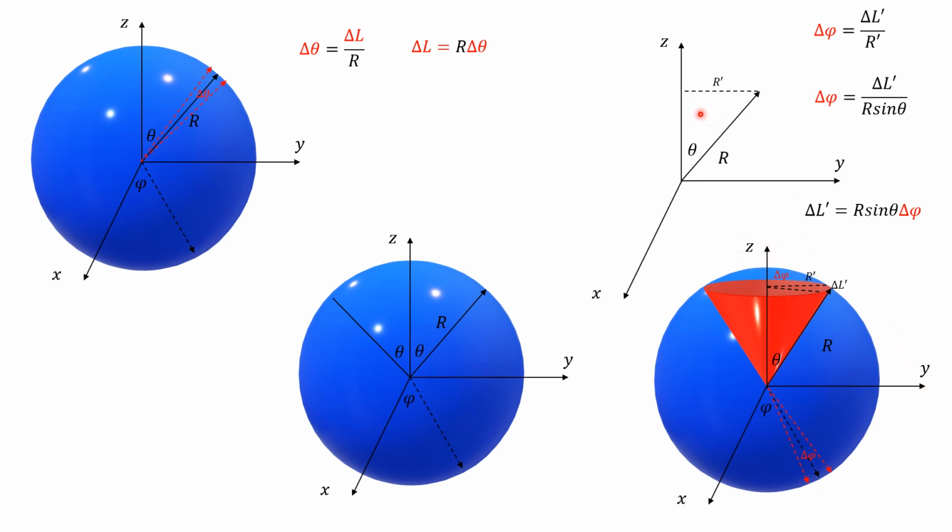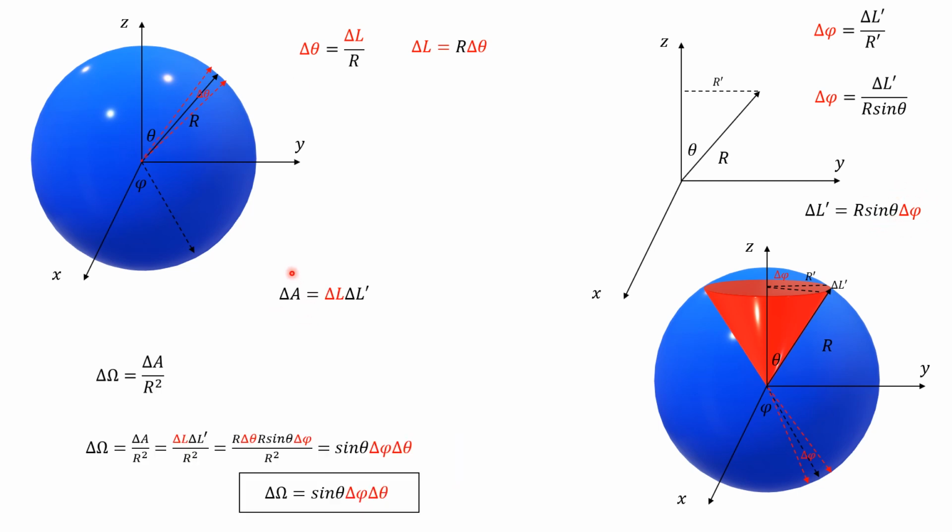So it's very straightforward to notice that r prime and r form a right angle triangle, so r prime is r times sine of theta. Now we can use the usual formula for the angle, so we have that delta phi is delta L prime divided by r prime, which is delta L prime divided by r times sine of theta, from which we conclude that delta L prime is r times sine of theta times delta phi.